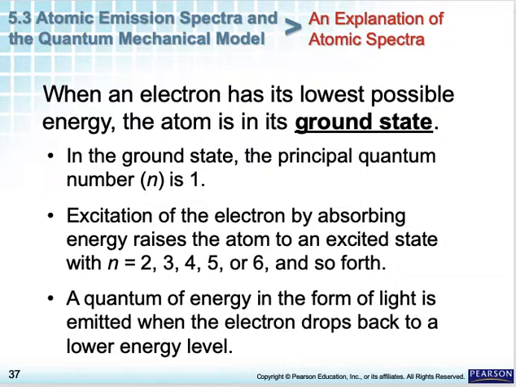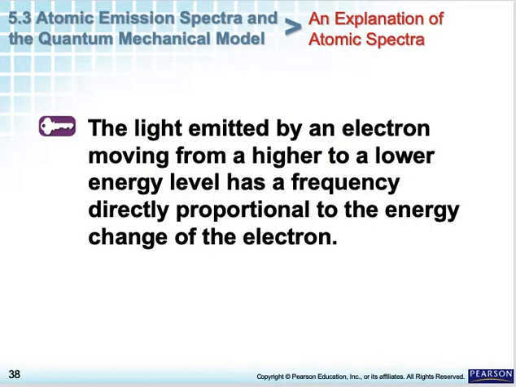And a quantum of energy in the form of light is emitted when the electron drops back down to a lower energy level. And I'm going to stop on this slide because we're going to need one more video for this unit, or this section. Light emitted by an electron moving from a higher to a lower energy level has a frequency directly proportional to the energy change of that electron.